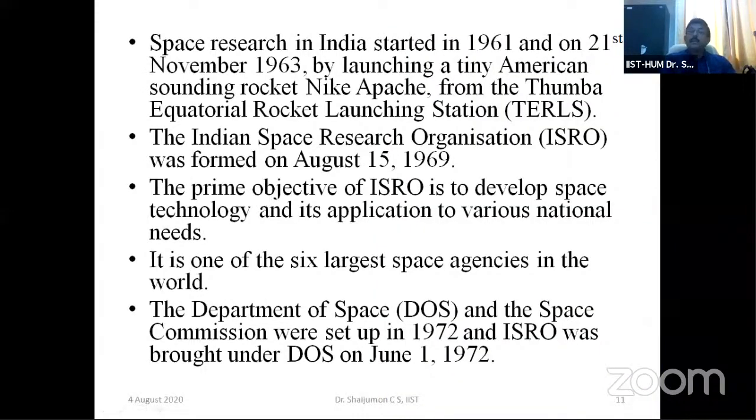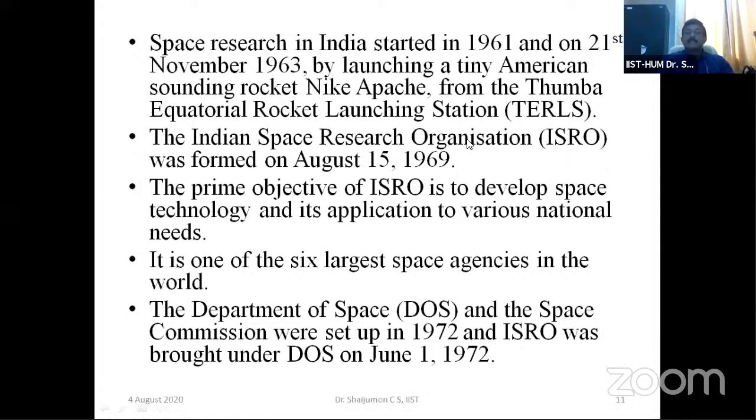Space research in India, as I told you, started as early as 1961 itself. On 21st November 1963, they launched a tiny American sounding rocket named Nike Apache from Thumba in Trivandrum, Kerala, and from there onwards the space race and scientific experiments started. The Indian Space Research Organisation came only in 1969, on August 15, 1969. The prime objective of ISRO is to develop space technology and its application to various national needs. That's what I said, space technology is for various national needs. That's the priority. ISRO is one of the 6 largest space agencies in the world.